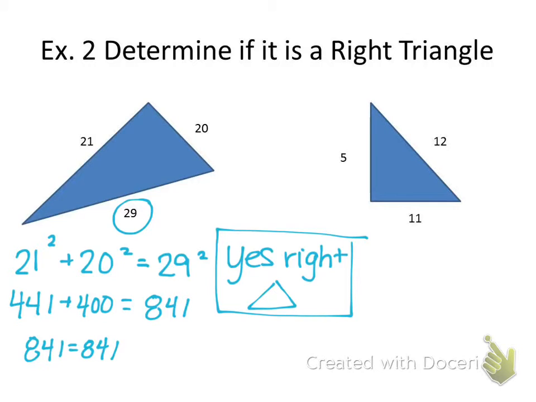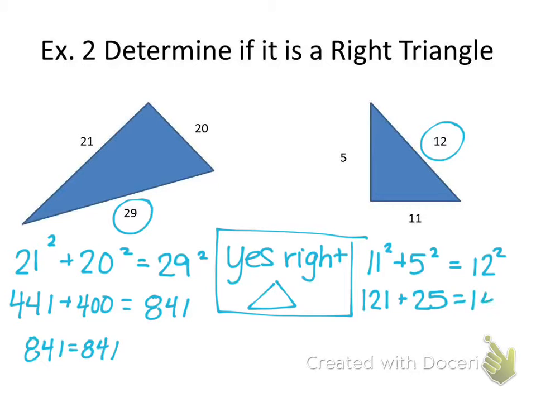Which one of these values is my hypotenuse? Josh? 12. 12. Very good. So I know no matter what, I can put 5 and 11 in any order as long as 12 is on the other side. So I'm going to do 11 squared plus 5 squared equals 12 squared. 11 squared is 121 plus 5 squared, which is 25, equals 12 squared, which is 144. Add it together, and I get 146 equals 144.